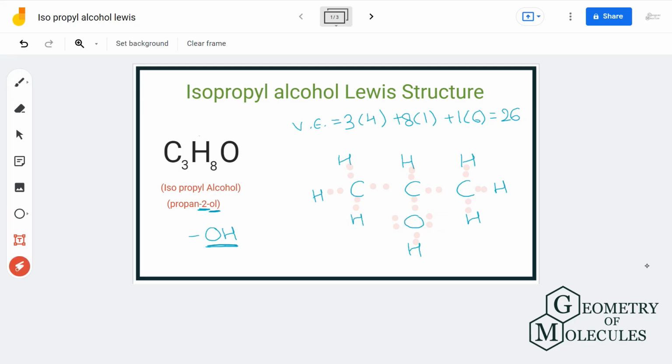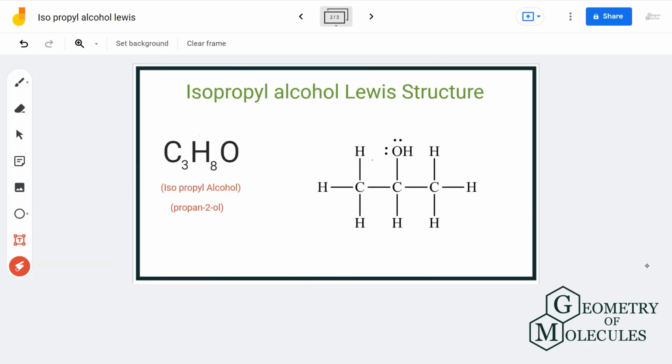electrons to the oxygen atom. So this is the final Lewis structure of isopropyl alcohol, in which every atom has a complete outer shell and zero formal charge.